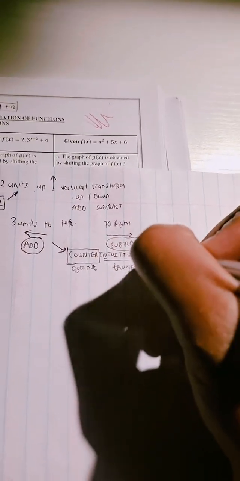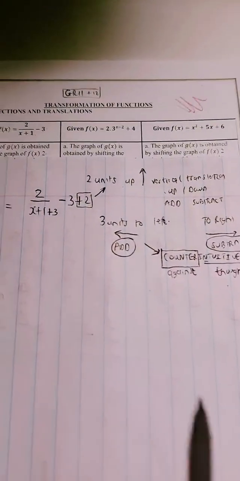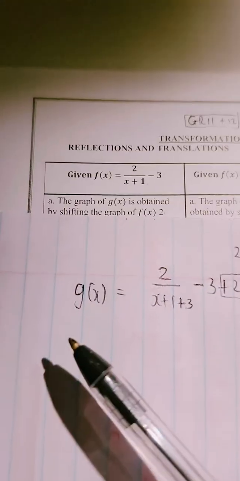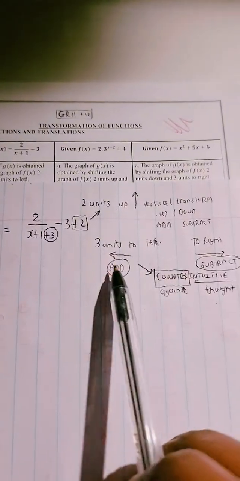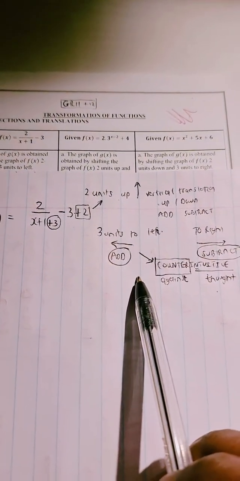To the right means subtract. Counterintuitive. I hope you understand this notion. So when we're saying 3 units to the left, we are not going to subtract from P, rather we are going to add to P. This is very, very important, and I'm going to put this in a circle because this is very important. Okay, I hope we are together here. So that means the g of x, the new function, is actually going to be 2 over x plus 4 minus 1. This is the new function, guys.